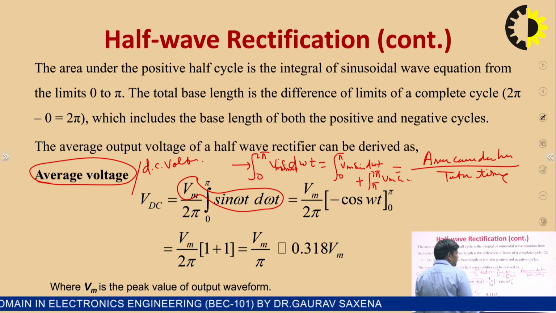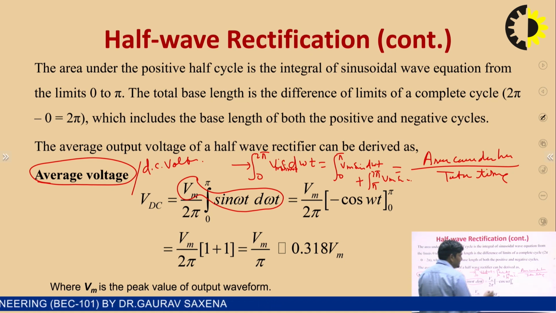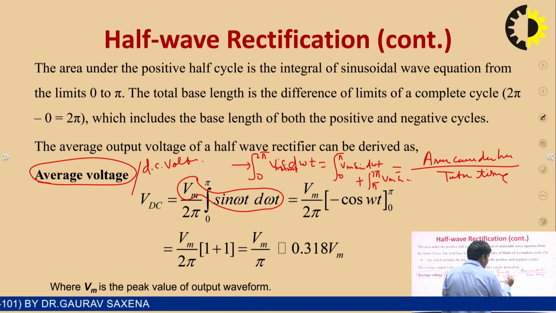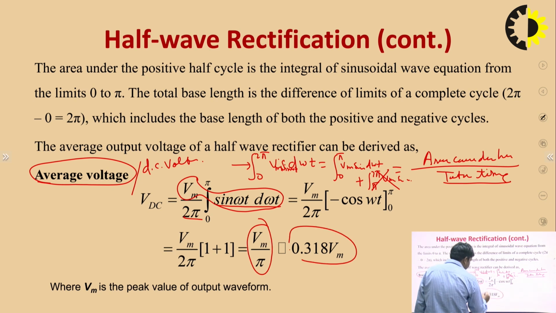But in the case of a positive half cycle rectifier, a half wave rectifier circuit, from pi to 2 pi there is no signal in the output waveform. So, that part is 0. So, we can say 0 to pi Vm sin omega t d omega t, and the total time is 2 pi. So, we calculate it. The value of this is Vm upon pi, or we can say 0.318 Vm. So, we easily calculate the DC voltage or average voltage of a half wave rectifier circuit.